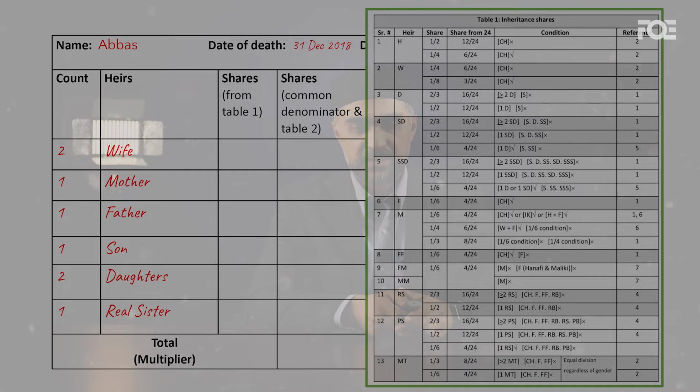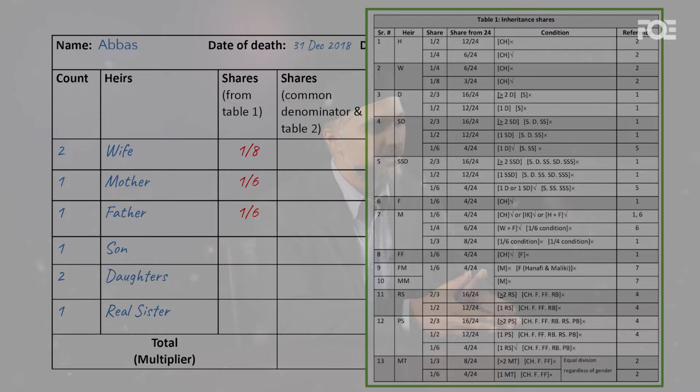We fill in the information and then we go on to table number 1 to figure out what's the share of the wife. Since there is a son present and there are 2 daughters present, so the children are present. In that case, the wife gets 1/8. So we write it down. The mother gets 1/6 because the children are present. We write it down. The father will get 1/6 because children are present, and we write it down.